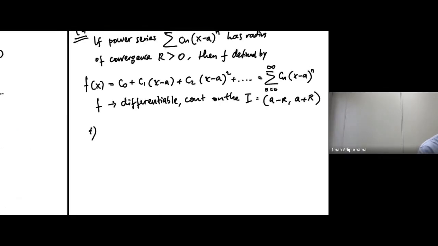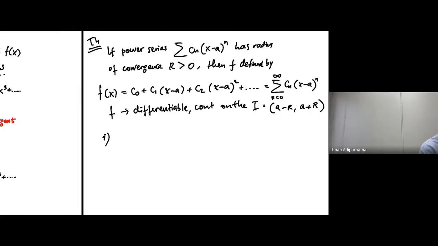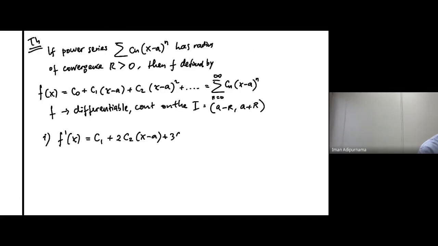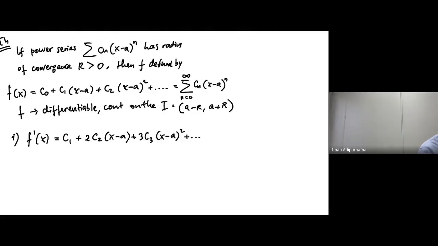And there are two theorems. The first is differentiation. Let me write f prime of x, the first derivative. So this will be c1 plus 2 c2 (x minus a) plus 3 c3 (x minus a) squared and so on, with n shifted from 0 to 1, and it will be the sum of n c_n (x minus a) to the n minus 1.